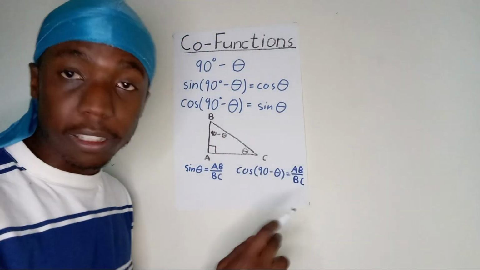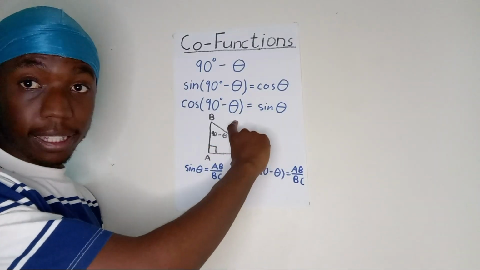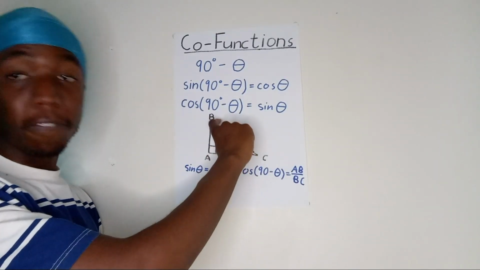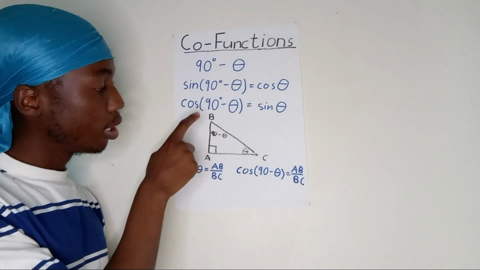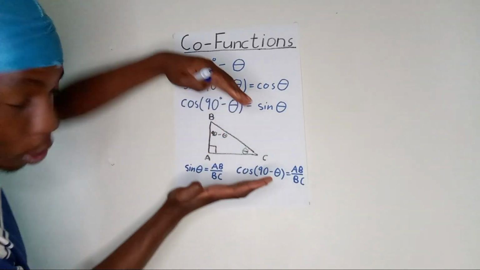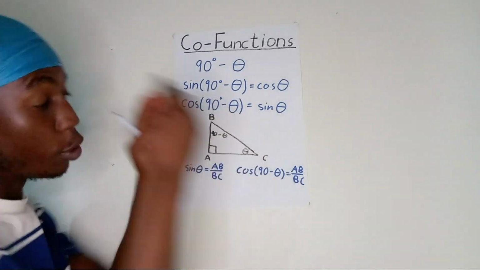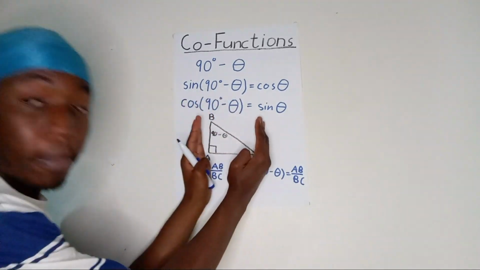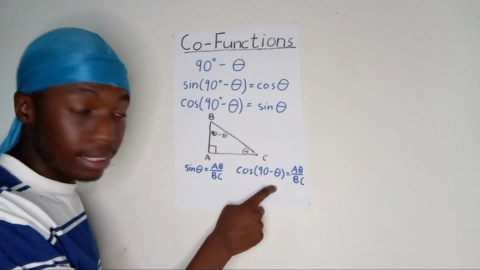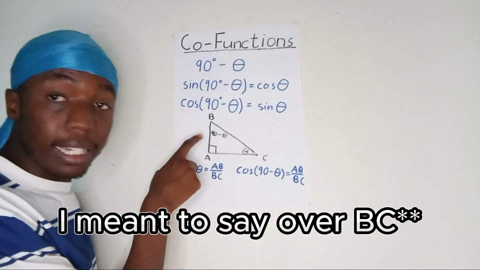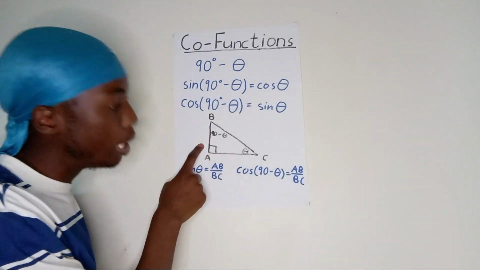But now, let's switch things up and look for cos 90 minus theta, right? If you guys are struggling with this, just visualize this triangle flipping like this at a 90-degree angle. Imagine it being flipped like that. So in a situation like that, cos 90 minus theta, that's going to be the adjacent, and that's going to be the hypotenuse. And that's AB over BC.